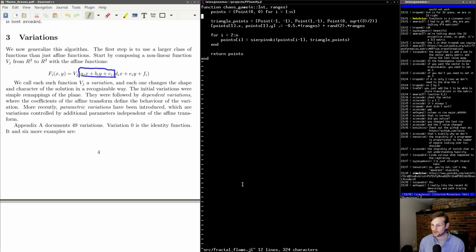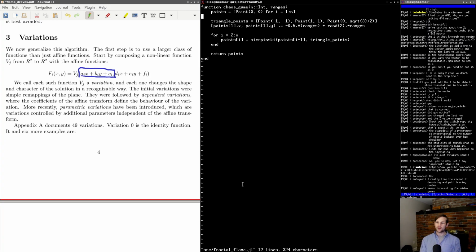I really like the recent AI denoising and path tracing combos. I don't know anything about this. I'm sure it's pretty cool. I just don't know about it. It seems interesting for video games. Oh, I'm sure it is. Ray tracing is super useful in video games. I just don't do games or game development and stuff like that.